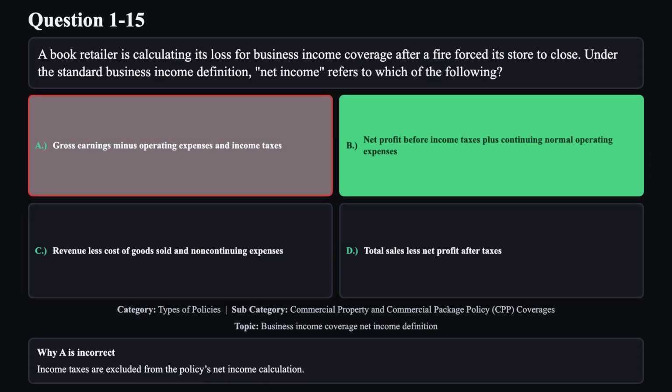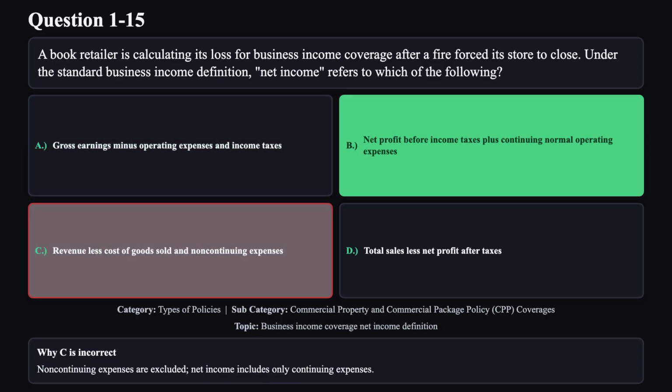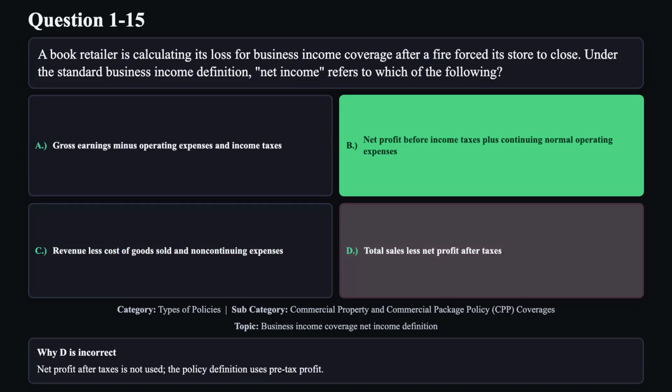Reason A is not correct. Income taxes are excluded from the policy's net income calculation. Reason C is not correct. Non-continuing expenses are excluded. Net income includes only continuing expenses. Reason D is not correct. Net profit after taxes is not used. The policy definition uses pre-tax profit.